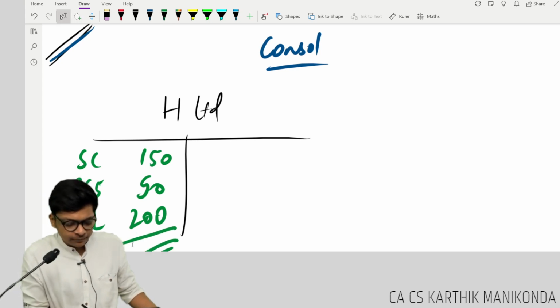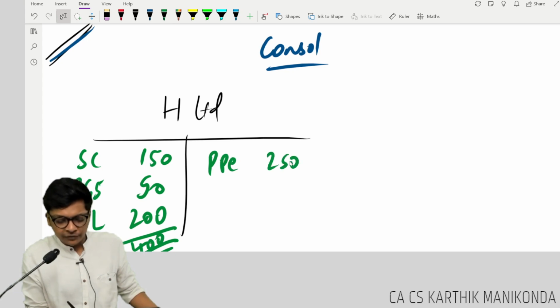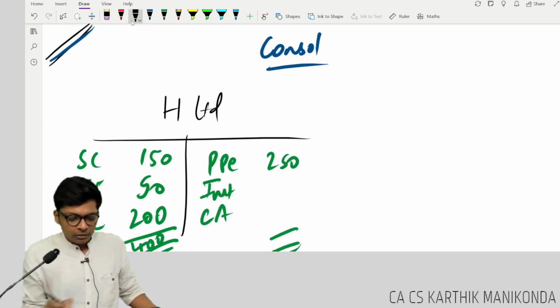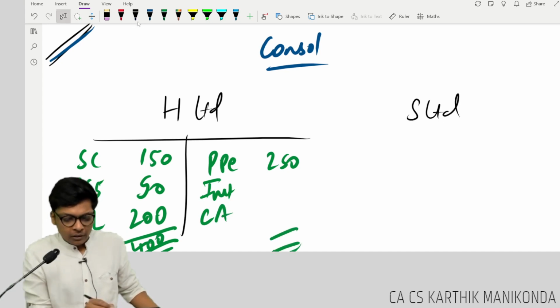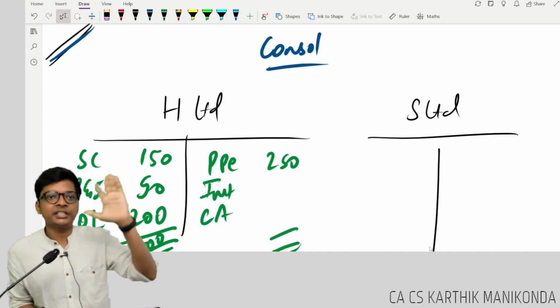Total is how much, guys? 400. This side let's keep PPE as 250. Investment in subsidiary, I will write that later. Then I will write this also later. Come to subsidiary limited. From now I am going to write subsidiary limited, two balance sheets.